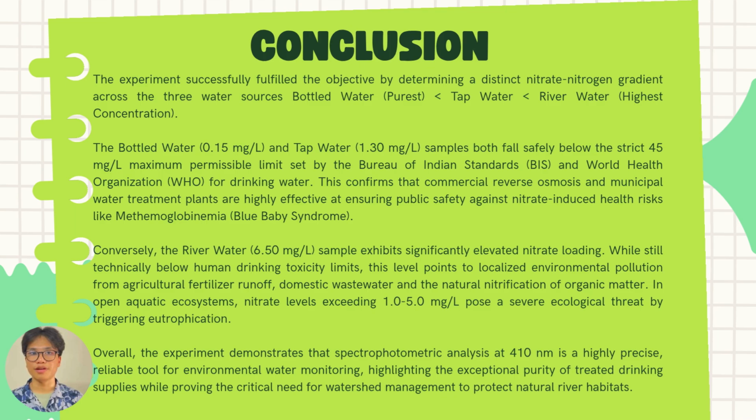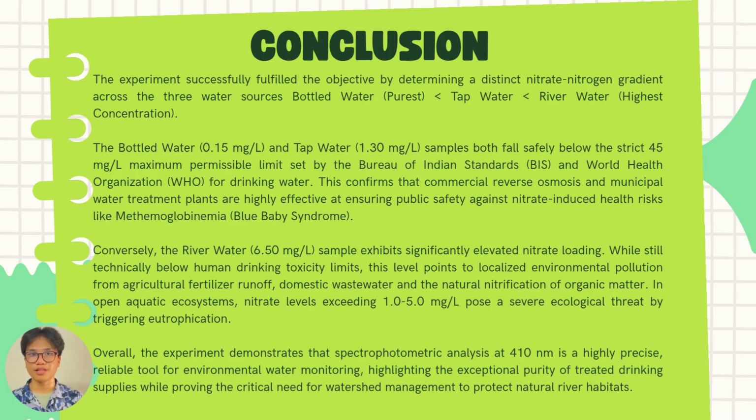Conversely, the river sample exhibits a significantly elevated nitrate level, which is still technically below the human drinking toxicity limit. This level points to localized nitrate pollution from agricultural fertilizer runoff, domestic wastewater, and the natural nitrate waste from organic matter.